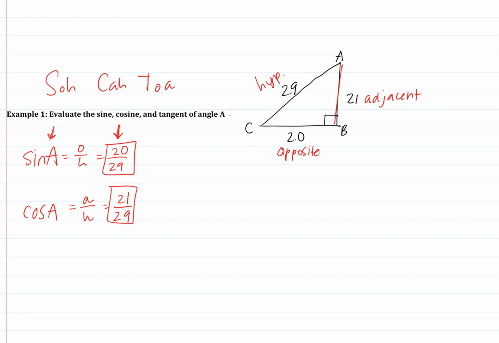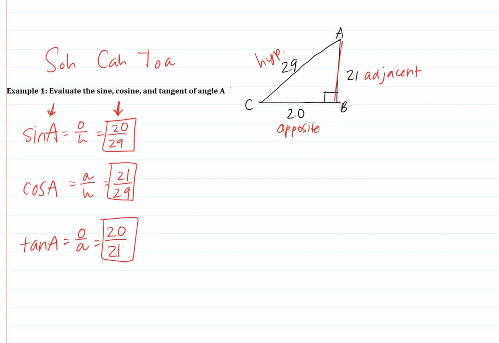So this ratio or fraction is the cosine of A. Input is an angle, output is a ratio of how long those sides are. And the tangent of A, you've probably guessed, is the ratio of the opposite to adjacent side lengths. So that's simply, in this case, 20 over 21.